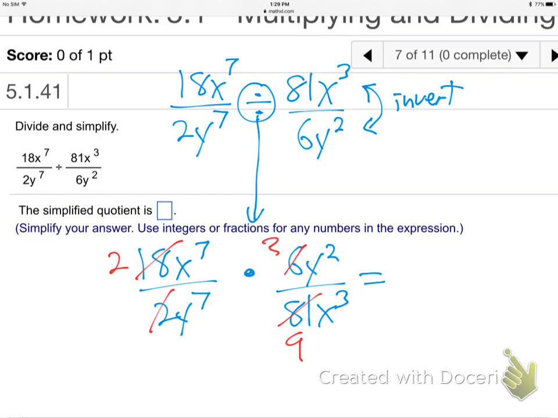Two goes into 6 3 times. You could actually do one more cancellation, with the numbers. 3 goes into 9. You just keep going and going with the numbers. So now 3 goes into 9 3 times. Did you see all that? So what numbers are left? 2 on the top, 3 on the bottom.